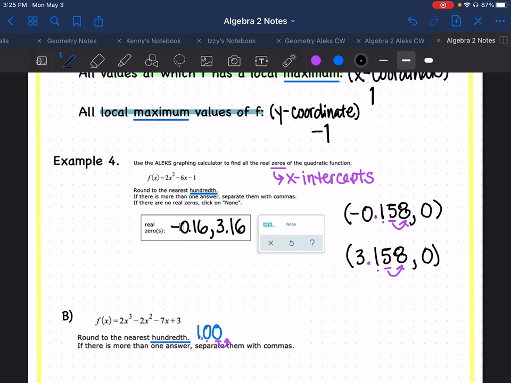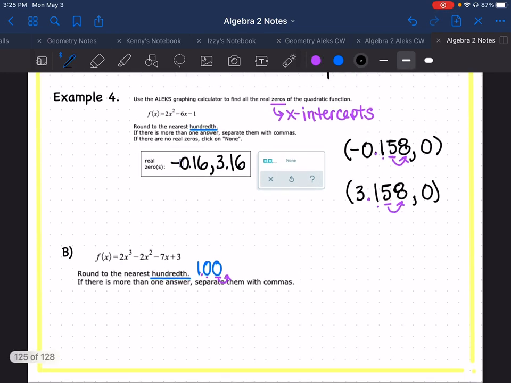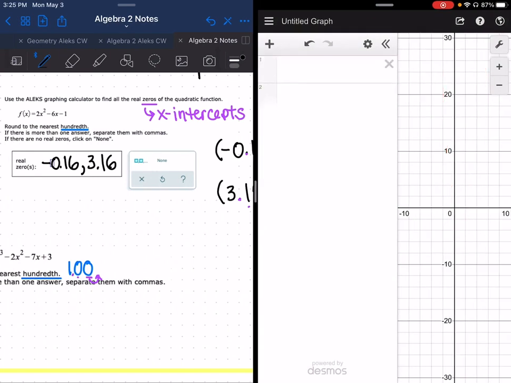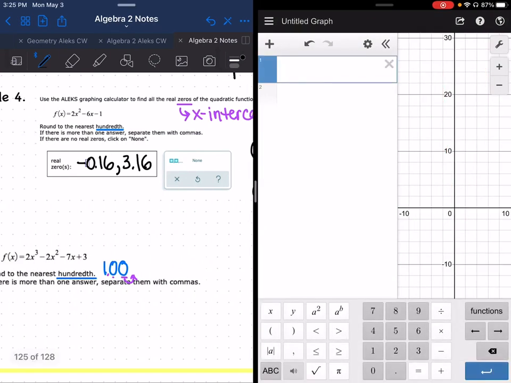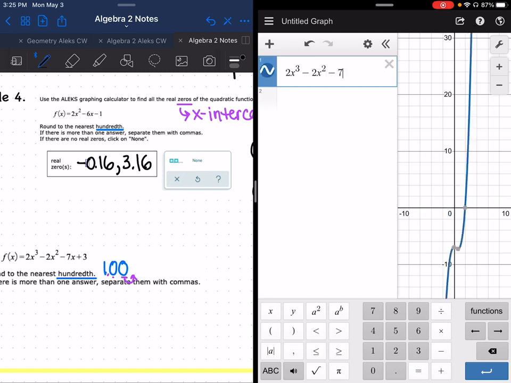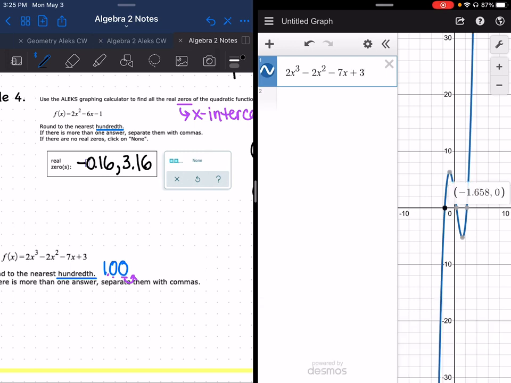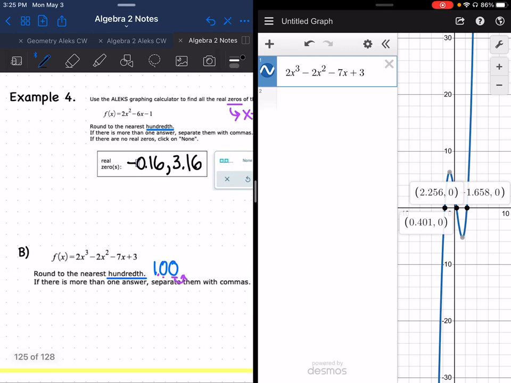All right, now I can pull up my Desmos for the B one. Here we go. Yay. Let me get rid of that one and let's put it in. 2x to the third, get out of the exponent, plus 3. It's the x-intercepts that I want, so there they are. And then I can go ahead and I can write them all down.